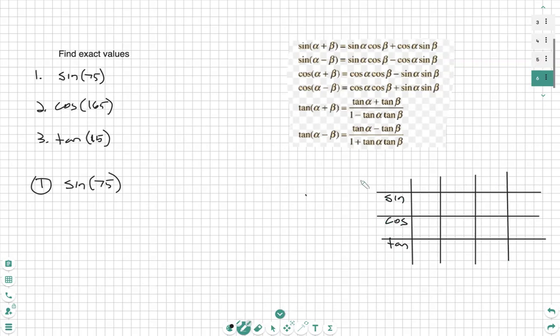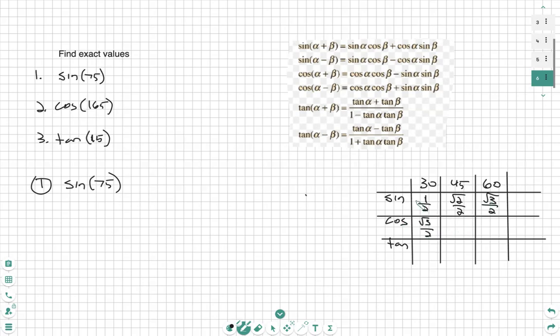So here we go. We need 30, 45, and 60. Sine of 30, sine of 45, and sine of 60. So you need to memorize this, but this is the trick. You go 1, 2, 3. You take the square root of all of them. Square root of 1 is 1. Put them all over 2. Then you just rinse and repeat and flip for cosine.